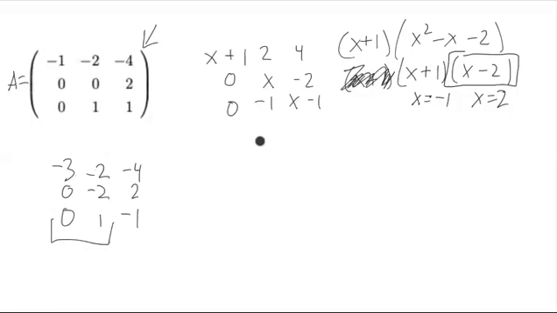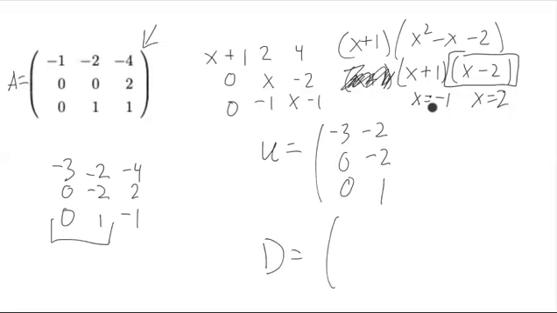So we can build a matrix, call it U, and I'll just throw those in. Negative 3, 0, 0, negative 2, negative 2, 1. And those correspond to the eigenvalue negative 1. So I will build a diagonal matrix here based upon that. Negative 1, negative 1. And then 2, I should get one eigenvector for that when I look at x minus 2. Let's see what that looks like.